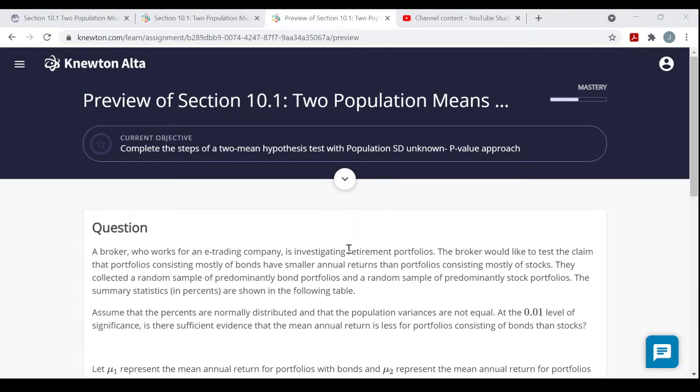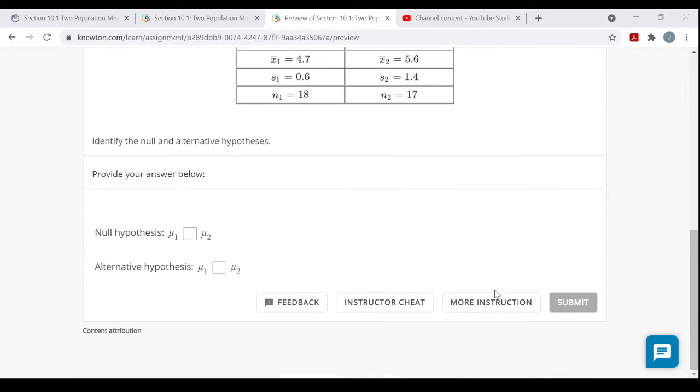All right. So again, if you want to see more about what they have to say about this, click on More Instruction. Look at their videos, their notes, their examples. Hopefully those help you.